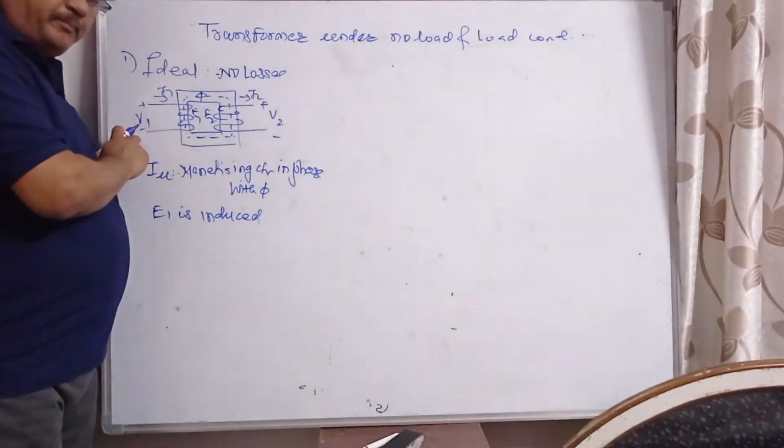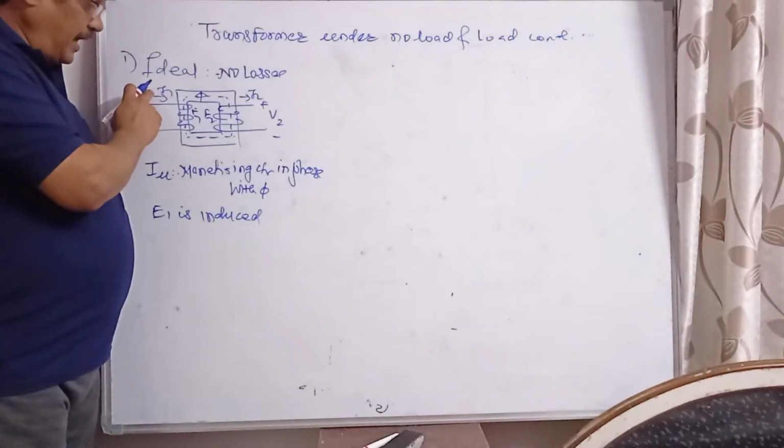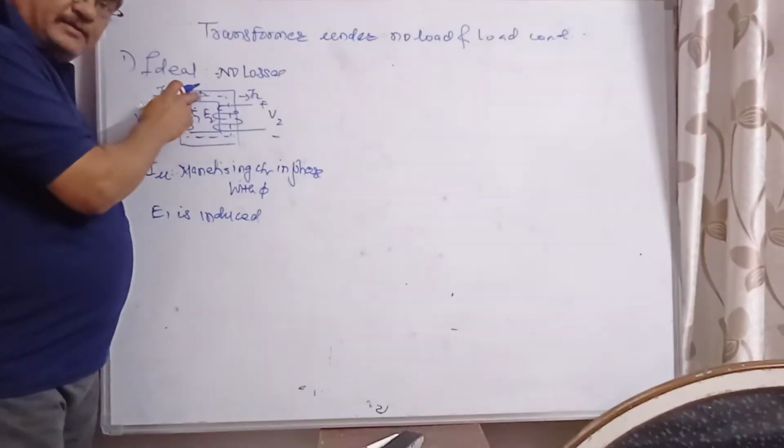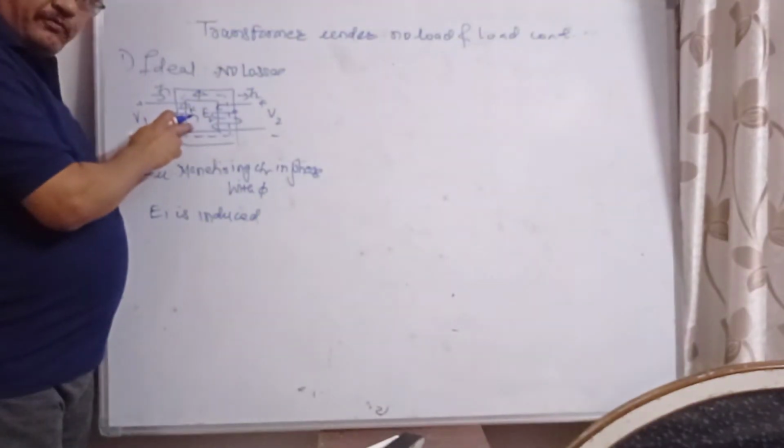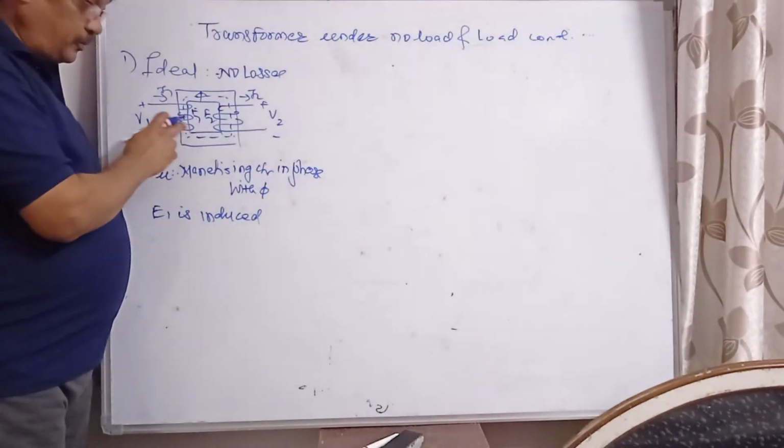Once phi is set up, EMF will be induced in the primary. E1 is induced. V1 produces I1. I1 sets up phi. Phi induces E1. See the sequence. V1 produces I1. I1 sets up phi. Phi induces E1 and direction of E1 is opposite to V1.